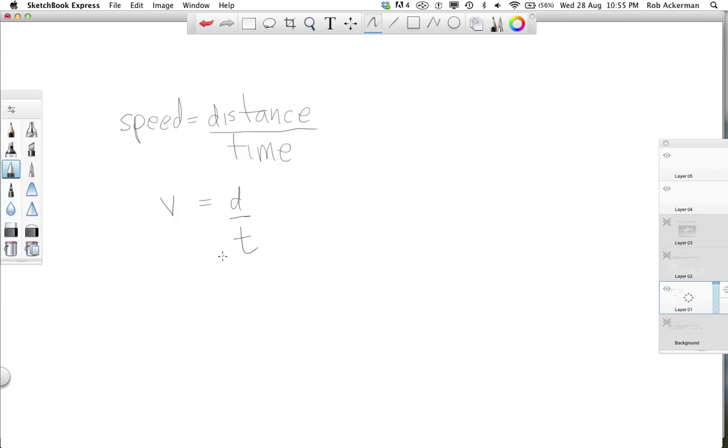Remember how we've been using delta t for time, the Greek letter delta? Well, we also use a delta d for distance, and when we get to the part of the course where we talk more about speed, distance, and time, it'll become obvious why we use that. But for now, take my word for it. This is the symbol. It still means distance over time.